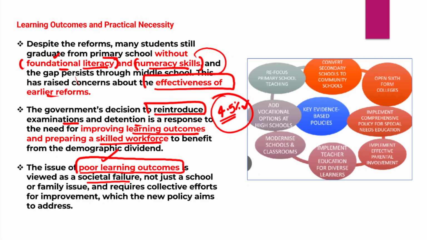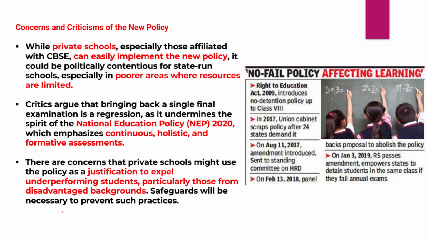So therefore, since it is the collective failure of the society to ensure holistic and inclusive learning outcomes for the children, it requires collective efforts for improvement, which the new policy aims to address, right? So this detention policy is expected to address the poor learning outcomes in primary and upper primary levels of schooling. However, there are some concerns and criticism also.